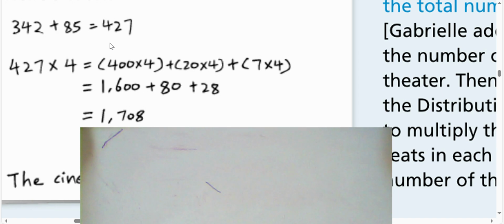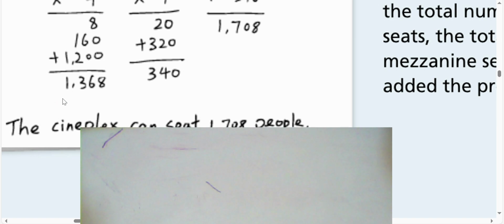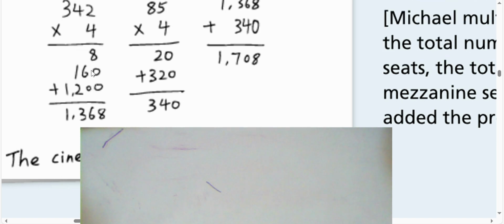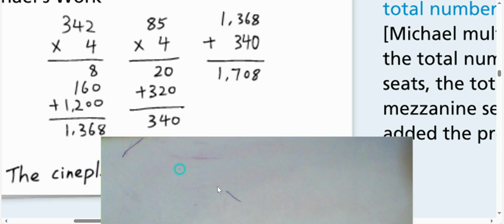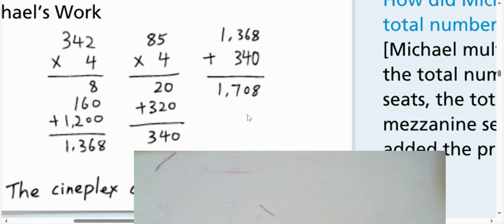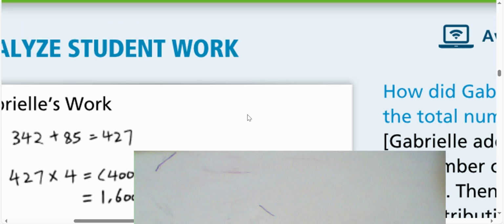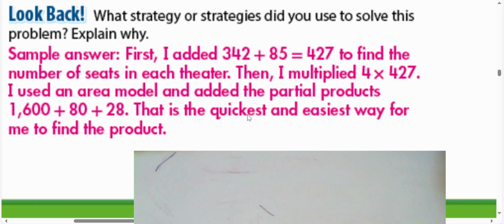Okay. You can use this strategy also. Add the numbers first and then the result product by 4. Okay, or using this method, product number by 4, the first by 4 and second by 4, and then find the sum of the results. They are exactly okay. Next question at the last page, he asked you here, explain what strategy or strategies you use to solve this problem and explain why.